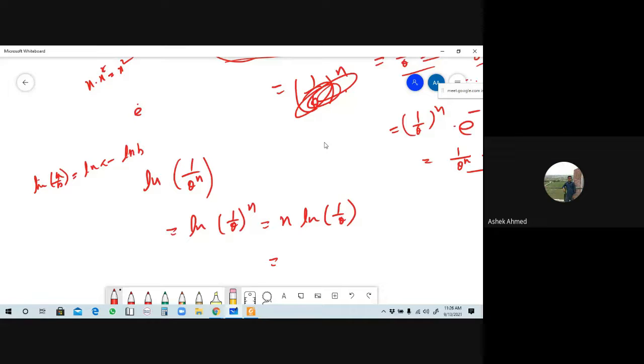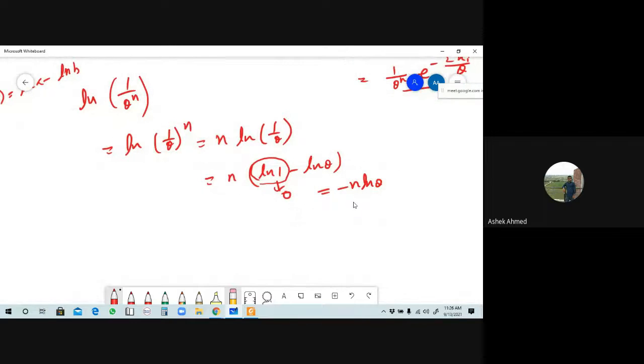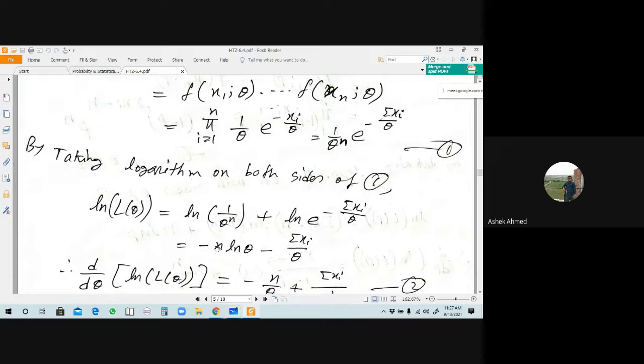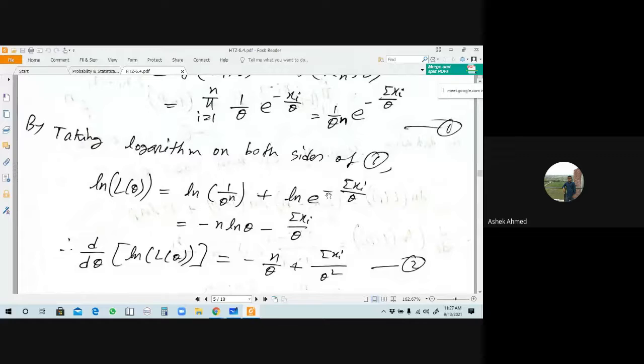ln B, but n is a product, okay. So that will be ln 1 minus ln theta, is it right? Can you say the value of ln 1? That is 0 here. So that will be minus n into ln theta. Understand? Do you understand? Since ln 1 is 0, that will be n times minus ln theta, that is minus n ln theta. That is the answer.